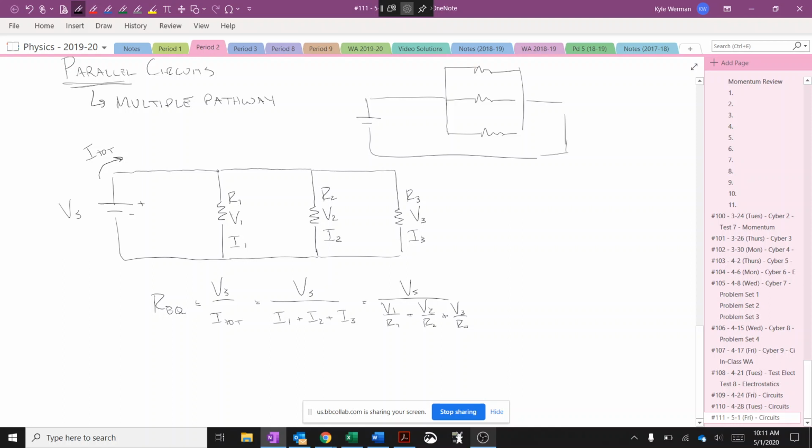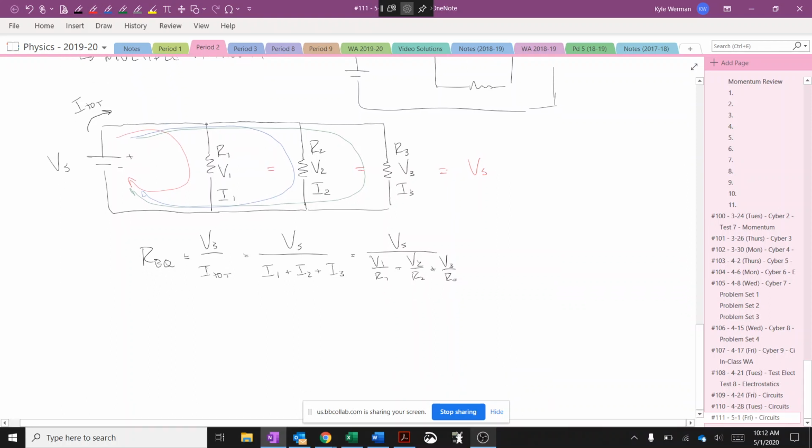However, we also know that each loop back to our source, here's one loop, here's another option, and here's a third loop. Every individual loop will always drop the supply voltage, which means that V1 must be equal to V2, which is equal to V3, which is equal to whatever the supply is. Every loop sees all of that supply voltage, and we saw that in our mini lab.